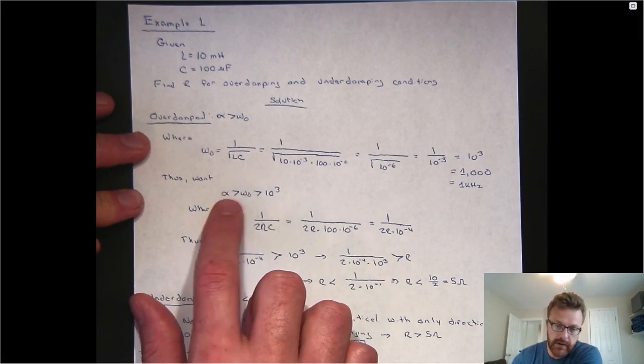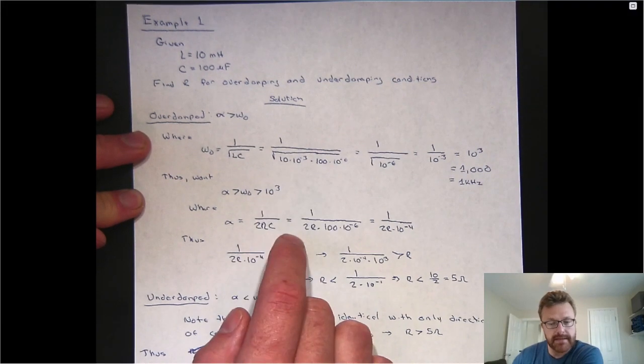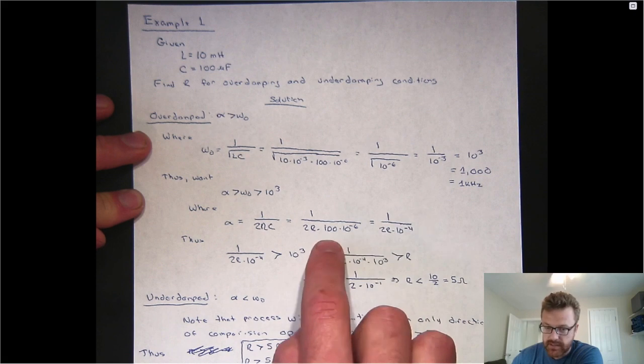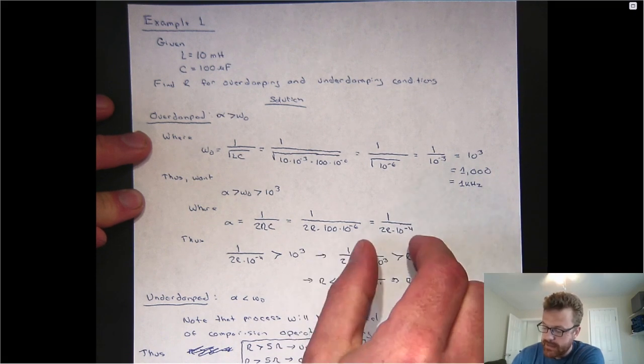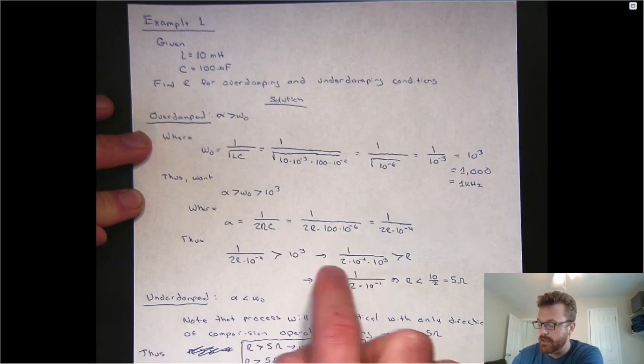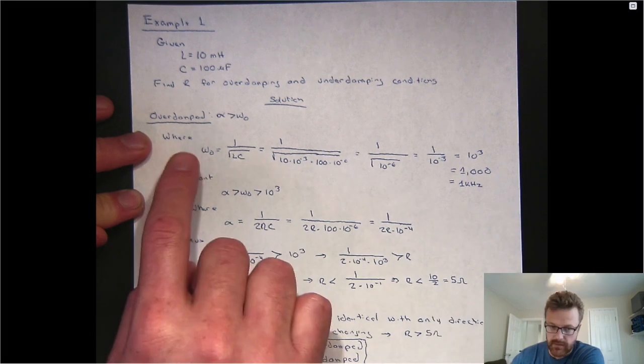So I just need to pick alpha greater than 10 to the third. I know that alpha is a function of both the resistance and capacitive value. So I can get this singly as a function of the resistor value. Just plug in your C and simplify, and then set this to be greater than the actual resonant frequency value. Be careful with your algebraic manipulations, and what you should find is that you need the resistor value to be less than 5 ohms in order to be overdamped.